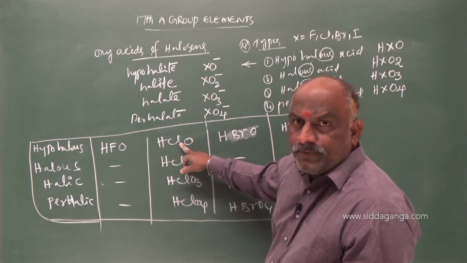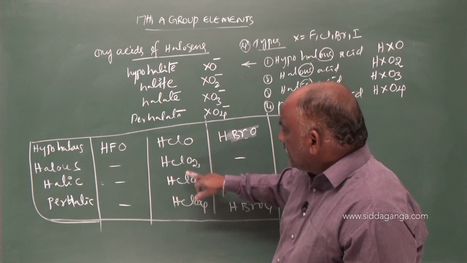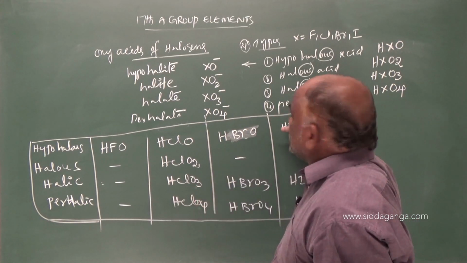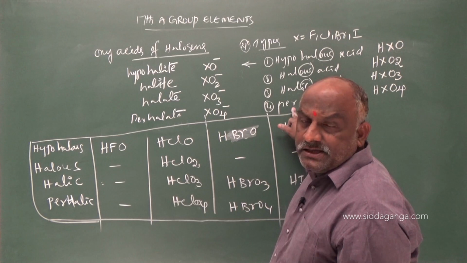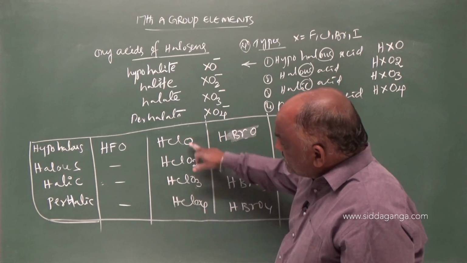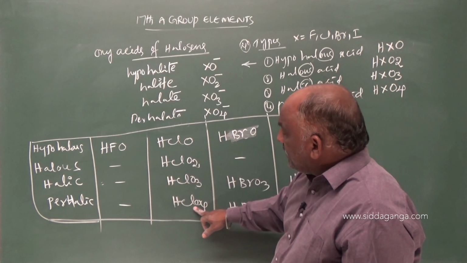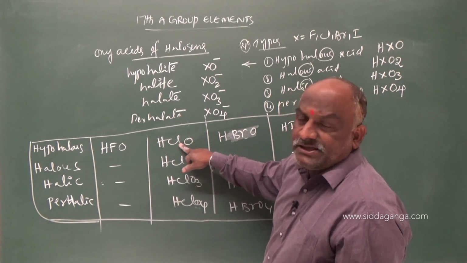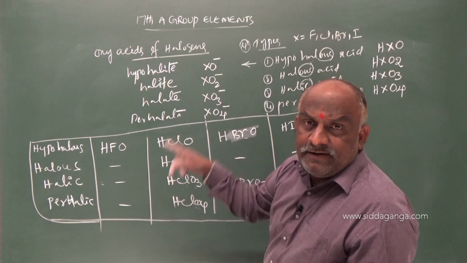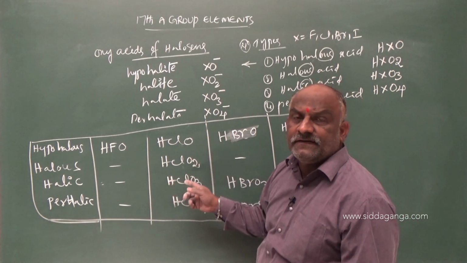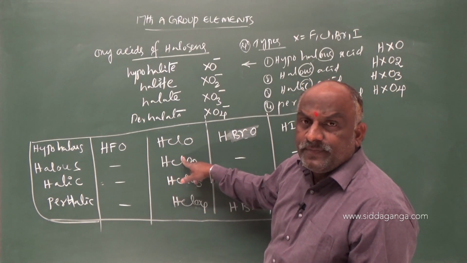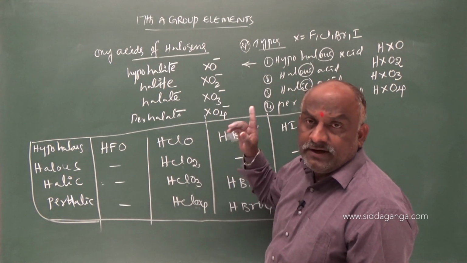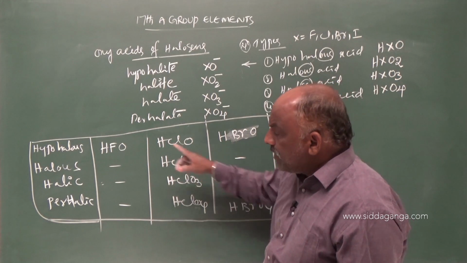Let us come to the point. Hypochlorous acid, chlorous acid, chloric acid, perchloric acid. Perchloric acid is a strong acid. What is the acidic strength order? HClO4 is greater than HClO3, greater than HClO2, greater than HClO. If electronegativity decreases, acidic strength decreases. Remember, this point is very important.